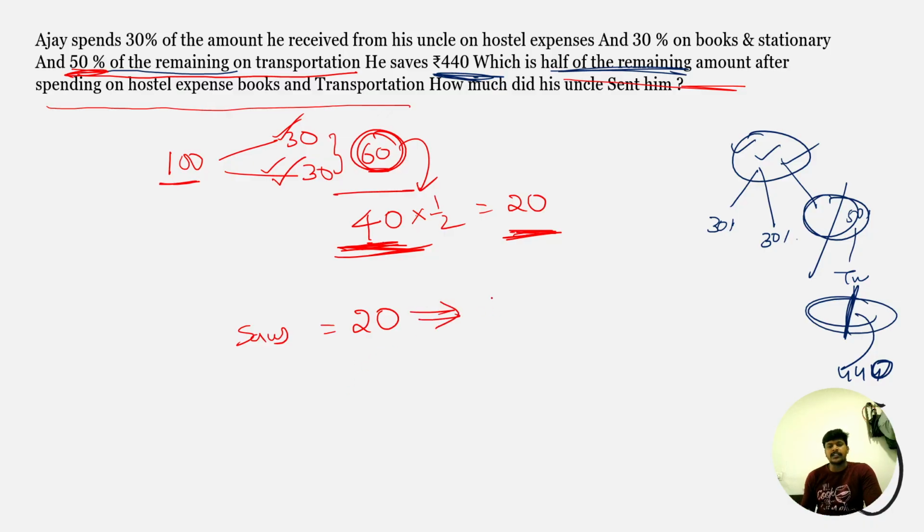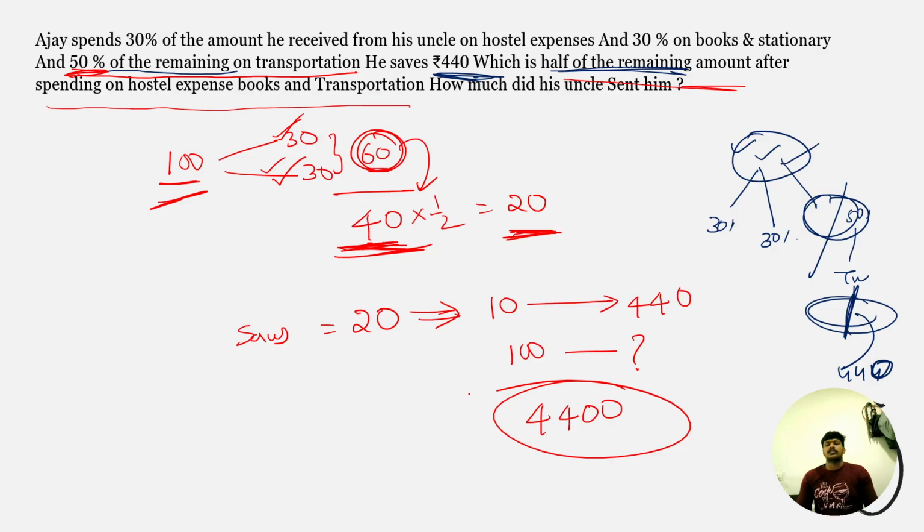Half of 20 is 10. So in our problem, half of the saving is 10. But in the original problem, half of the saving is 440. What we need to find out is how much he got from his uncle, which is 100 in our problem. So 100 is equal to how much? Just do the cross multiplication.